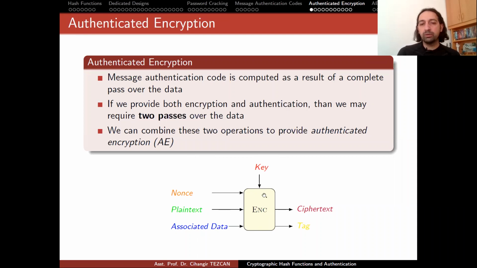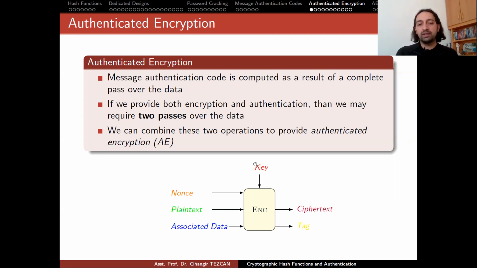Our aim is to have an authenticated encryption algorithm here, which takes four inputs. Of course, the most important one is the secret key. Then you need a nonce and plaintext. A nonce is a random value that is generated for that communication, which should be used only once, but it is not a secret value. We have the plaintext, which is the thing that we want to encrypt, and we may sometimes have associated data. Associated data is the data that you are not going to encrypt, but still we have to authenticate it.